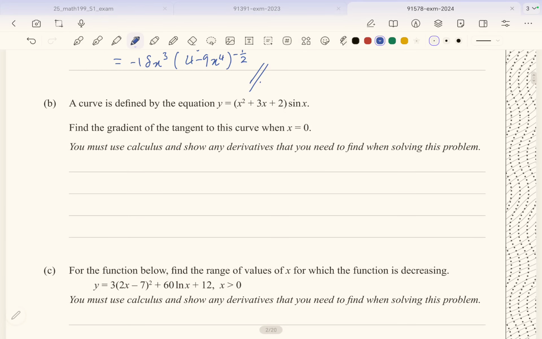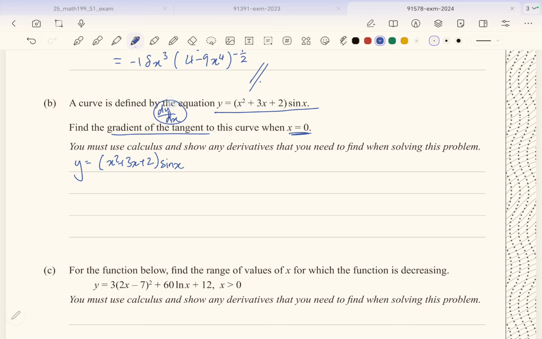Part B. A curve is defined by the equation y equals x squared plus 3x plus 2 multiplied by sine x. Find the gradient of the tangent to this curve when x equals 0. So, find the gradient of the tangent, which implies dy by dx when x is 0. That's the value we're going to sub in. So, what's our function? What's our equation? It is x squared plus 3x plus 2 sine x.